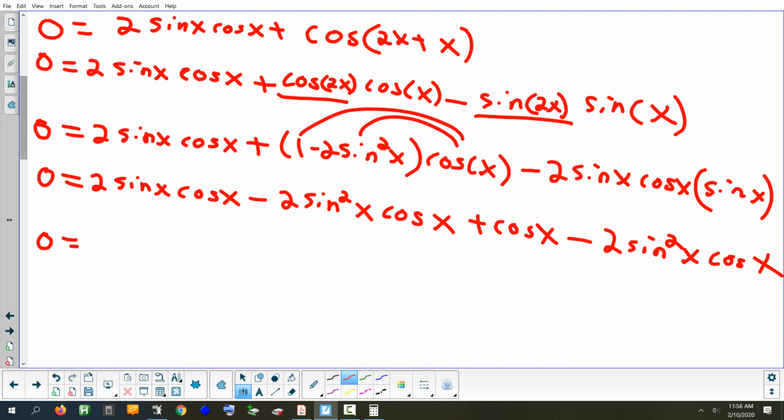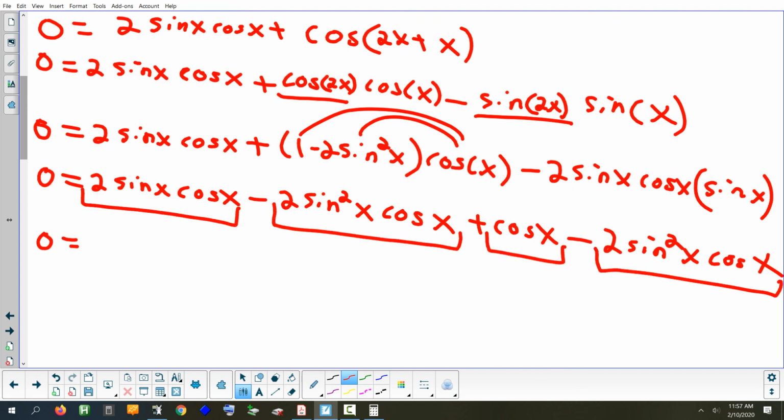Now, look at all of those terms. Remember, terms are separated by plus and minus signs. Term, term, term, term. I'm going to do it a little different than the way the book does it. What do all of those terms have in common? They all have a cosine. Let's pull a cosine out of all of them, and then it's going to start to look simpler.